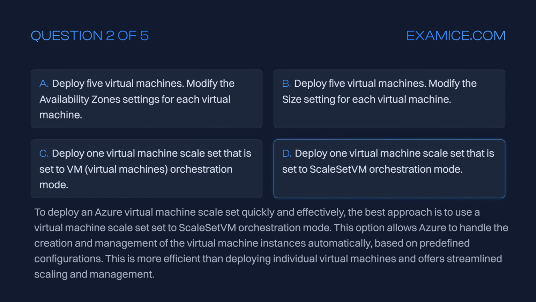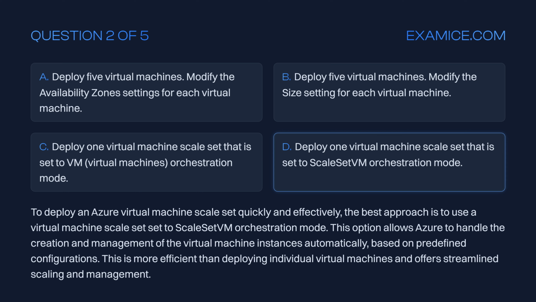The answer is Option D. To deploy an Azure virtual machine scale set quickly and effectively, the best approach is to use a virtual machine scale set to scale set VM orchestration mode. This option allows Azure to handle the creation and management of the virtual machine instances automatically based on predefined configurations. This is more efficient than deploying individual virtual machines and offers streamlined scaling and management.